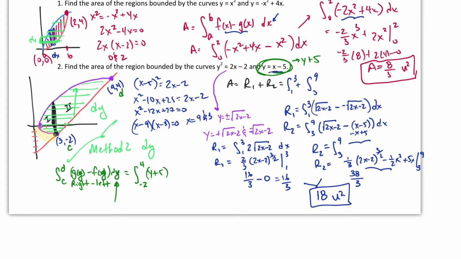That's why I keep saying that word slicing. It's how I'm going to slice to find the area. So in this one, as I'm slicing it, it looks like this, right? And I'm taking these slices, and these slices, or these rectangles, have a dy width. So I need everything in terms of y.